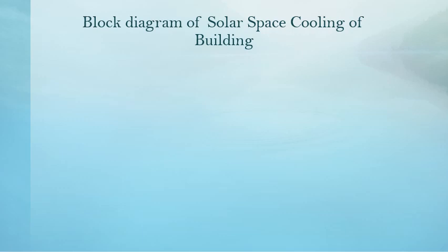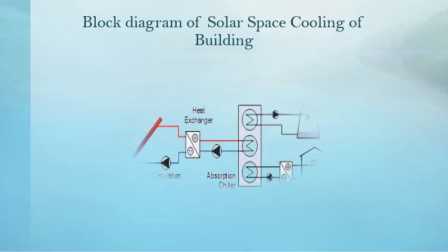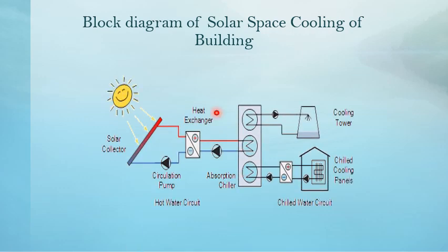Let's look at the block diagram of solar space cooling of building. The block diagram is given in the picture. Here the sun rays emitted by the sun are collected by the solar collector, and the solar collector is connected to the heat exchanger as well as the circulation pump. The heat exchanger is connected to the absorption chiller, and the water is recycled back to the circulation pump.